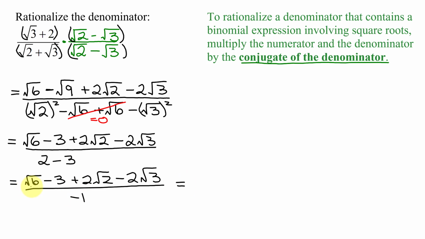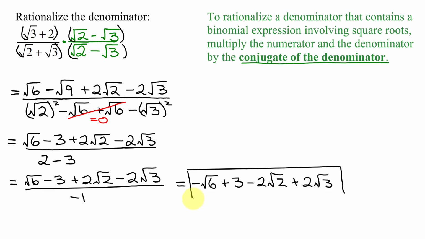So now all I have to do is divide all 4 terms by negative 1, which just means I'm going to change all their signs. So I get negative the square root of 6, opposite signs, so plus 3, minus 2 times the square root of 2, plus 2 times the square root of 3. I can't combine any of those terms, so that is the answer when I rationalize the denominator of my expression.